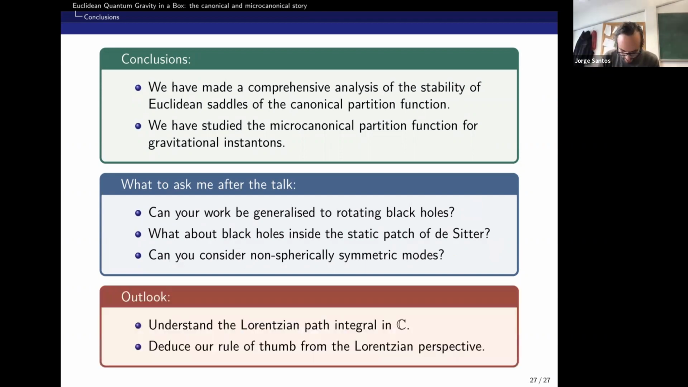Things that we have no idea how to do: understand the Lorentzian path integral in this complex space of solutions. We don't know. And with that, deduce our rule of thumb from a Lorentzian perspective. That's the holy grail. And we also don't know.